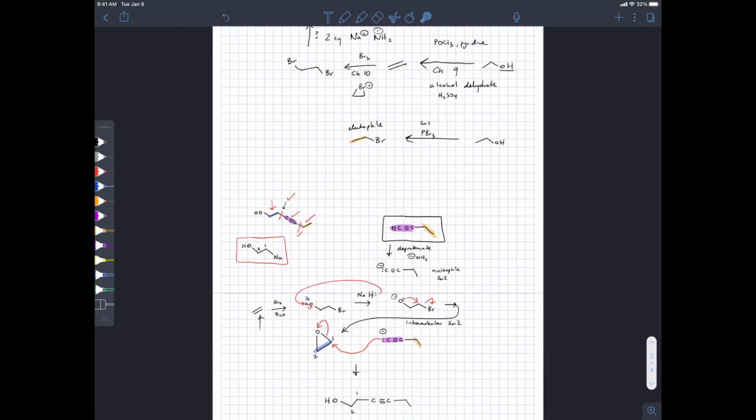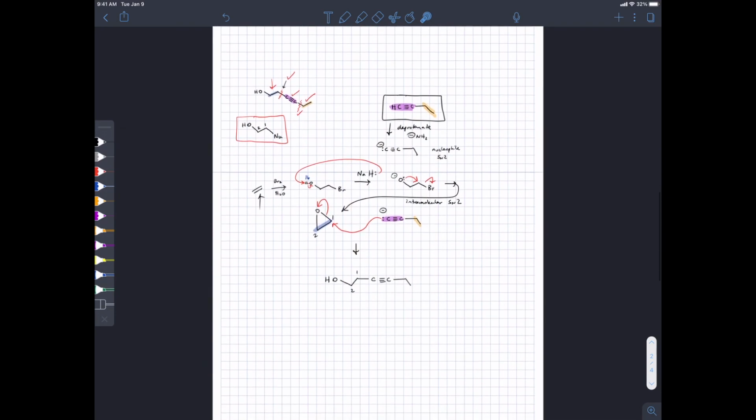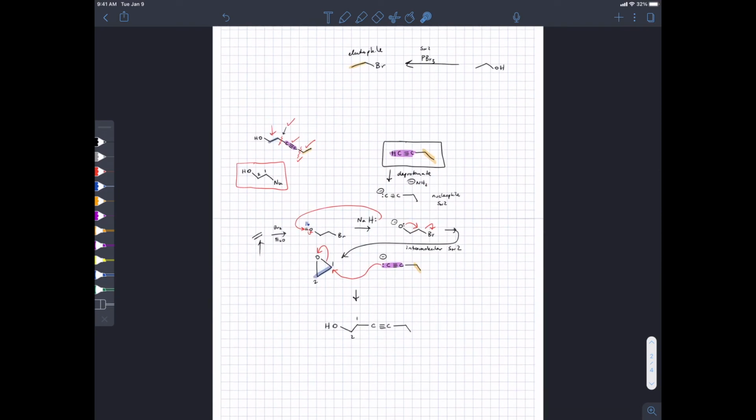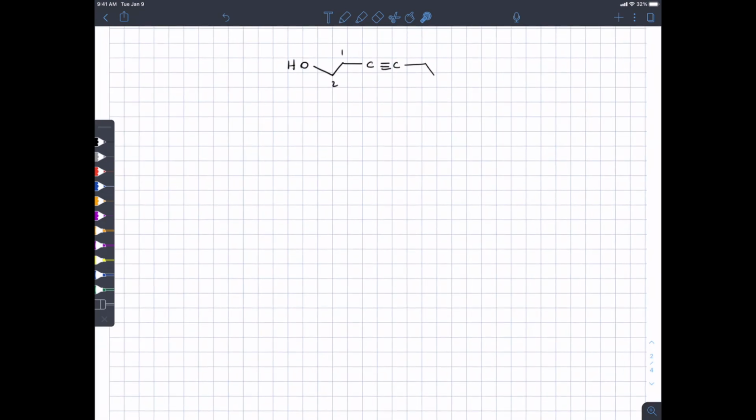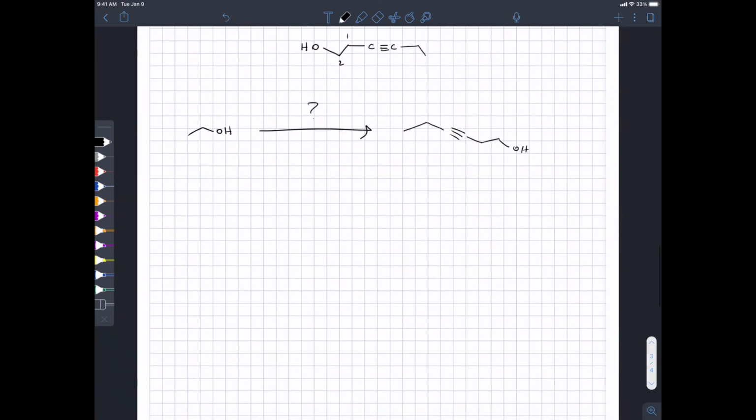All right. There are some questions about format on the test. It's hard to give an open-ended synthesis question on an exam. What I might do would be something like this. I would give you this starting material, and then I would give you the desired product. And then I would say, how do you get from there to there?